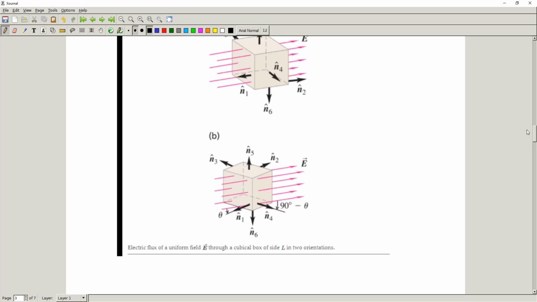In part B, what are we doing? In part B, we are rotating the cube slightly about our z-axis here. We can imagine that we have some x, y, and z-axis here, right? So we have a right-handed coordinate system, and our z-axis points in the direction of our normal vector 5. And so we've rotated this thing slightly by some angle theta. So this is now 90 minus theta, and this is now theta here, okay?